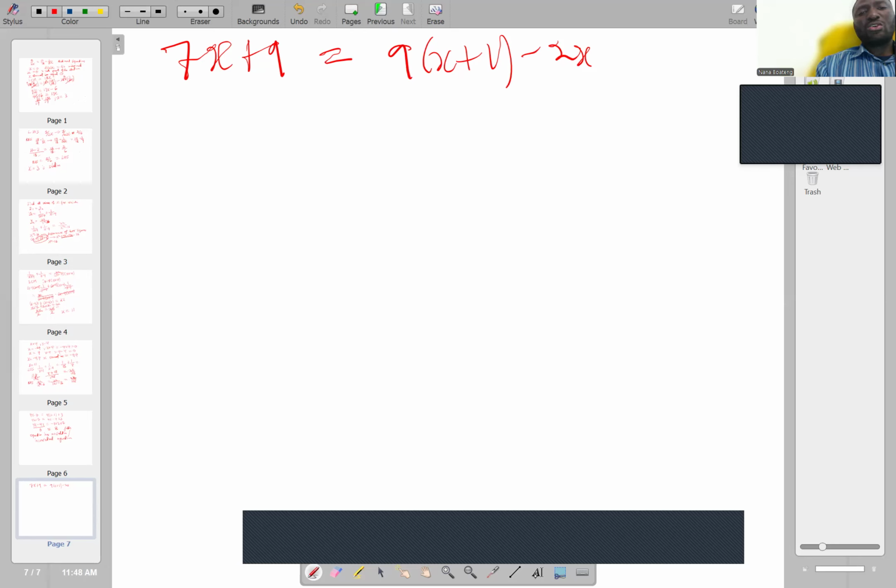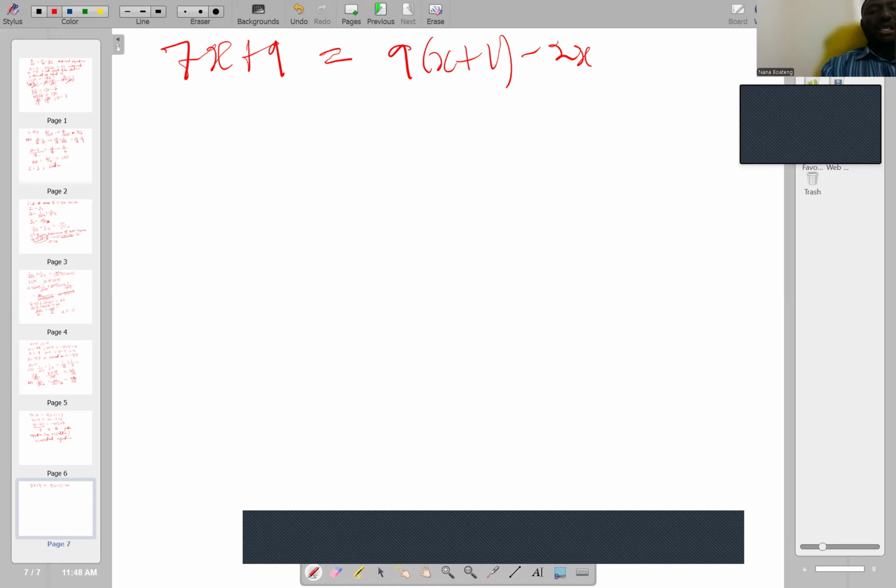We already know this is not a conditional equation, right? There are no restrictions on the value of x. It's not a rational equation. All right, so 7x plus 9 is equal to 9 times x, which is 9x, plus 9 times 1, which is 9, minus 2x. All right, so let's group the terms on one side. So we have 7x plus 9 is equal to 9x minus 2x, which is also 7x plus 9.